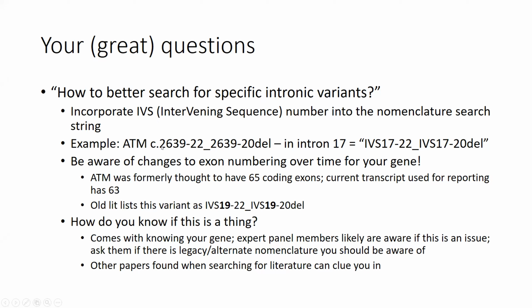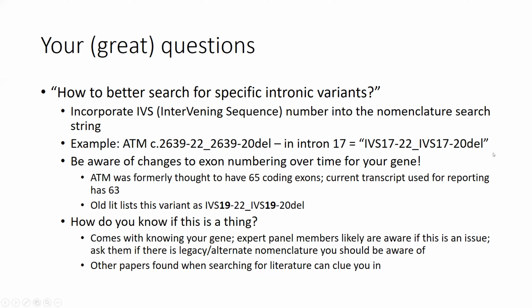So ATM c.2639-22 is in intron 17. It's a 3 nucleotide deletion. It might be published instead, because it's in intron 17, as IVS 17-22, IVS 17-20 del.